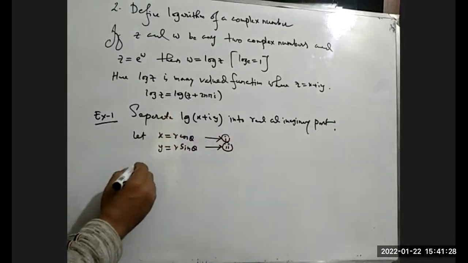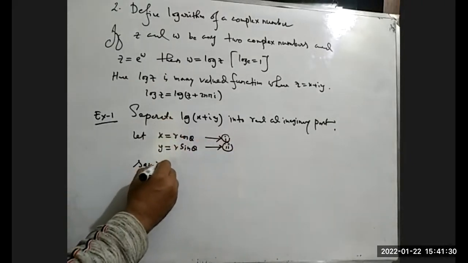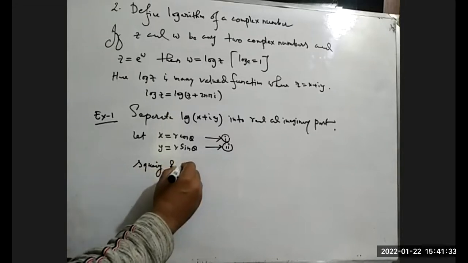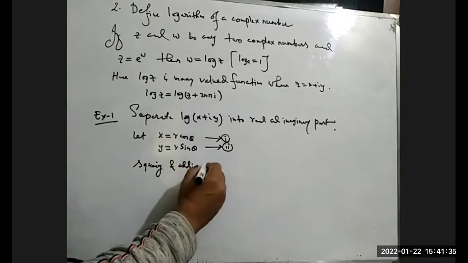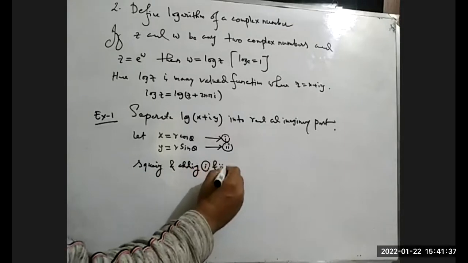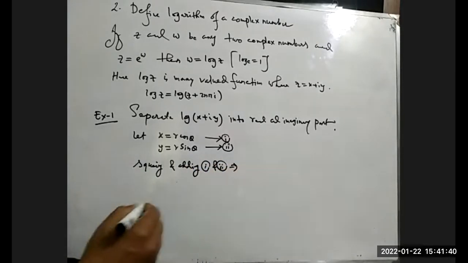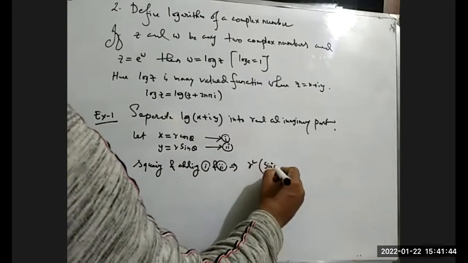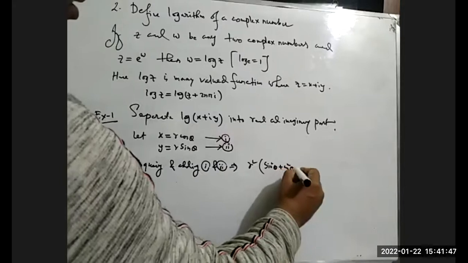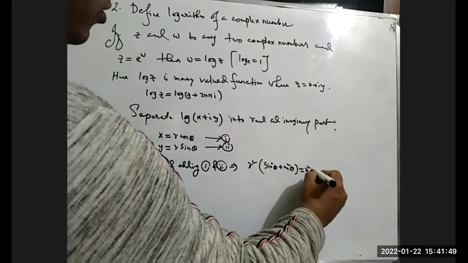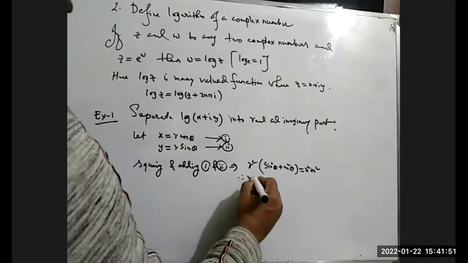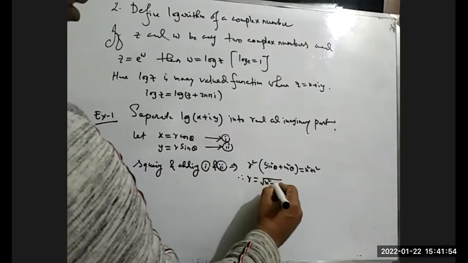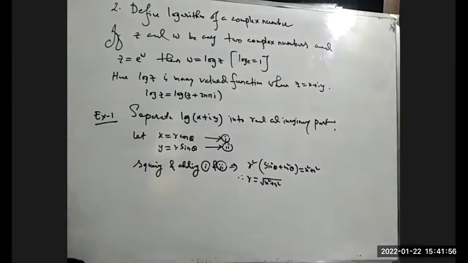and adding 1 and 2, we can write r square times sin square theta plus cos square theta equals x square plus y square. Therefore r equals root over x square plus y square. And this is the modulus.